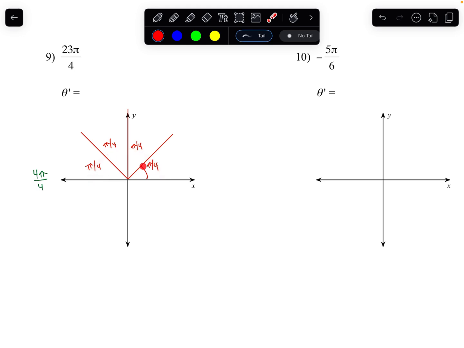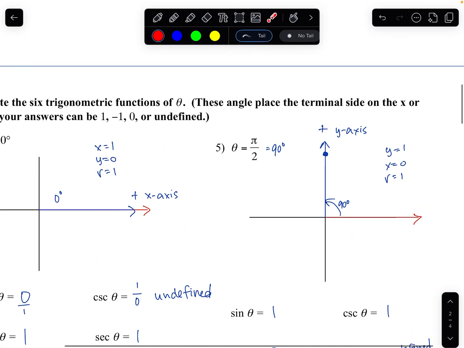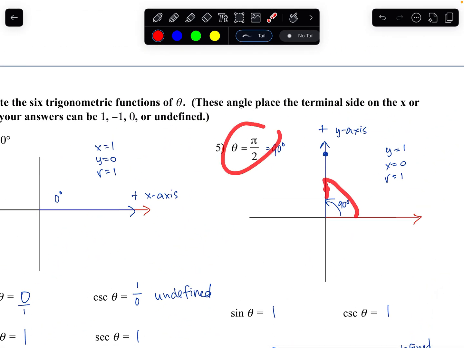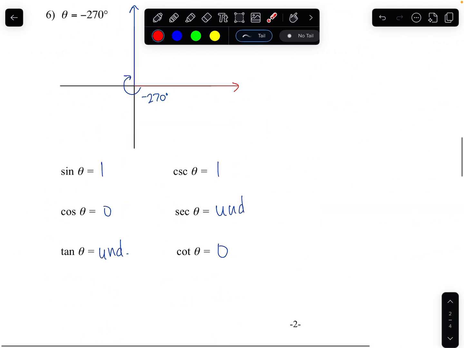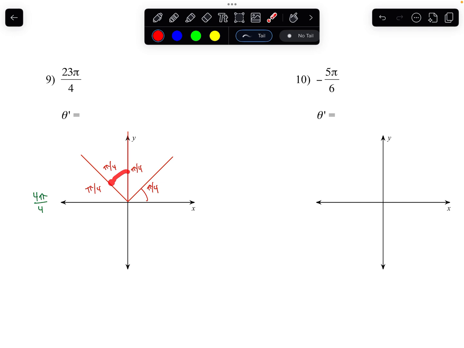So this would be 1 pi fourths. This would be 2 pi fourths. 2 pi fourths is equivalent to pi halves, which is equivalent to 90 degrees. Oh, that's exactly what we said up here. 90 degrees is exactly perpendicular right there. All right, and so then I have 3 pi fourths, and then I have 4 pi fourths.